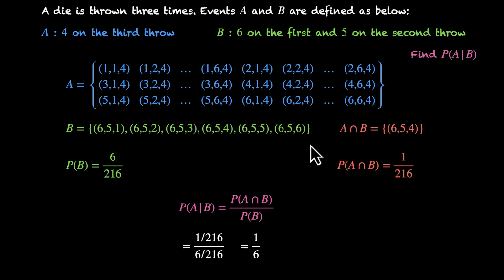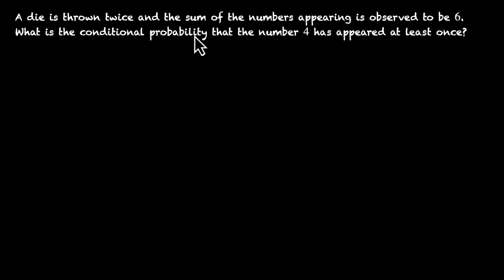This is 6. So the probability that we get 4 on the third throw, given that we have a 6 and 5 on the first and second throw, is 1 by 6. Let's solve another one. A die is thrown twice and the sum of the numbers appearing is observed to be 6. What is the conditional probability that the number 4 has appeared at least once?